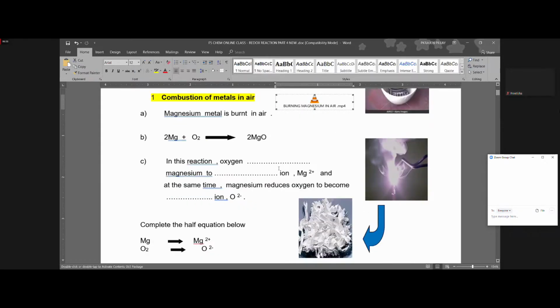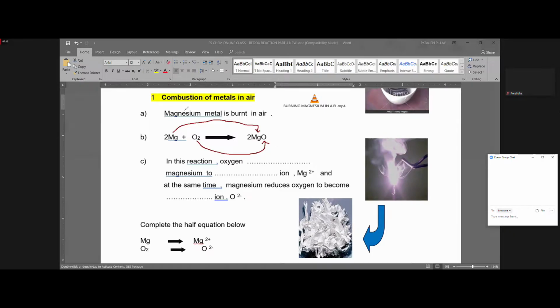Okay, let's try that first. I want you to do something for me now. I'm going to use this. Can you see? Mg goes to here. You do this first. And then the O2 goes to here. Can you do that arrow there first?